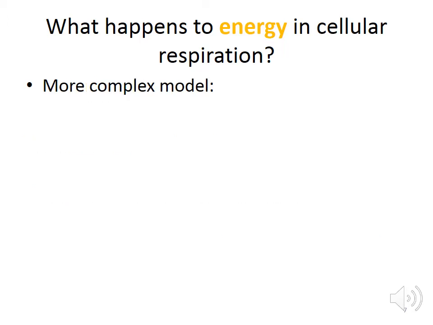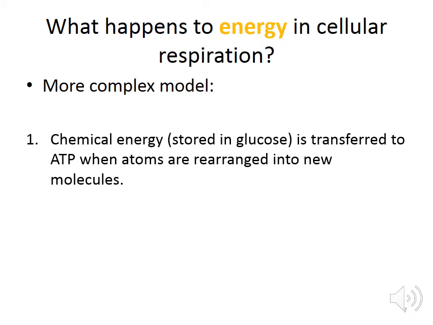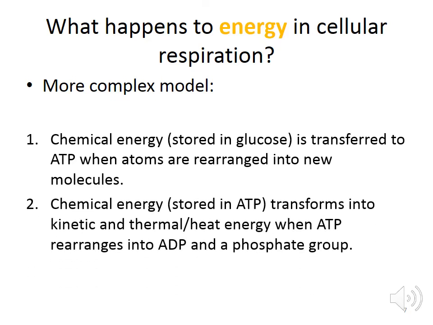But we're going to move to a more complex model, and our more complex model is going to have this narrative. Chemical energy that's stored in glucose is actually transferred to another molecule called ATP when glucose and oxygen are rearranged into carbon dioxide and water. Then, the chemical energy that's stored in ATP is the energy that transforms into kinetic or heat and thermal energy.